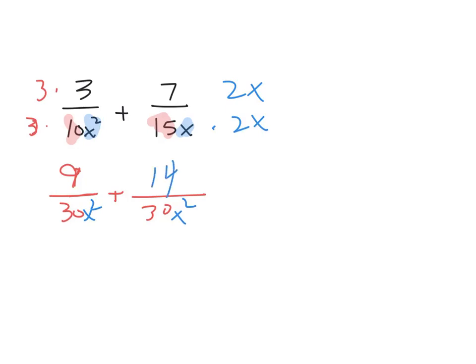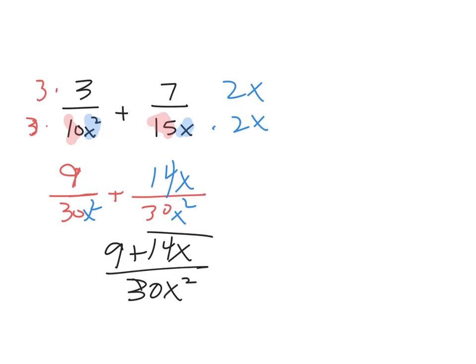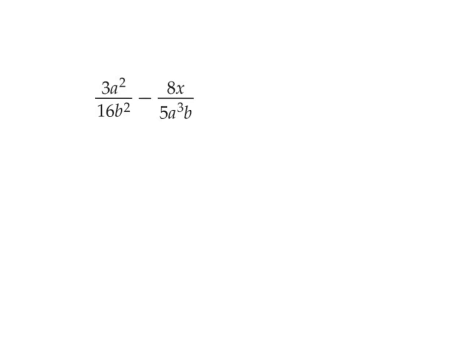14x. Okay, final answer. Now I can combine the top together. 9 plus 14x. I can't do anything with that. They're not like terms. Over 30x squared, and that's all I can do. Okay. Any questions on that? Do one of your own.